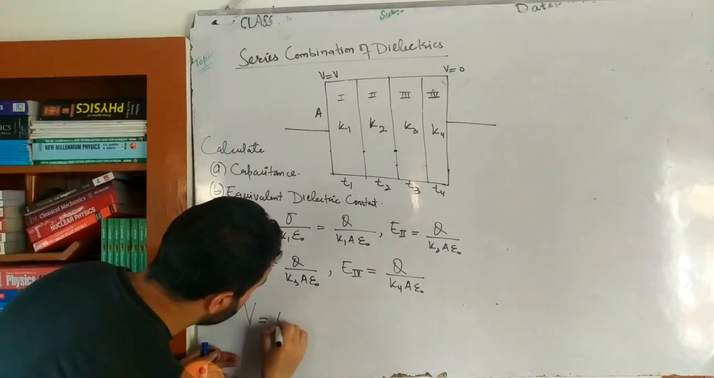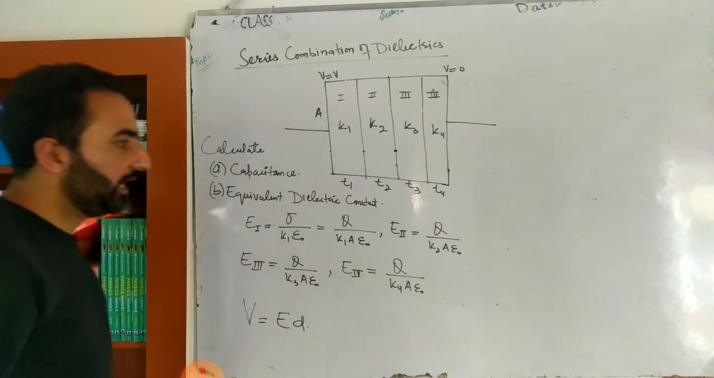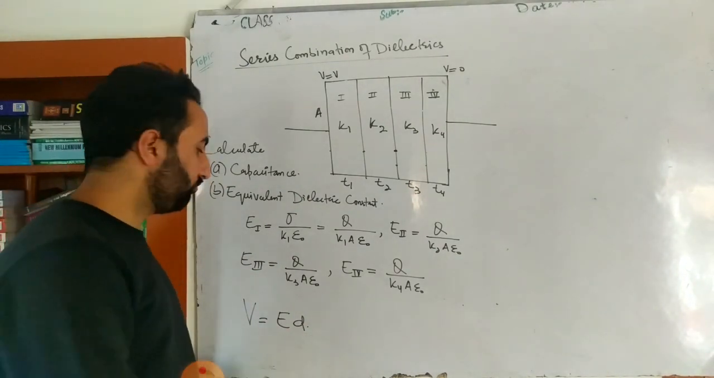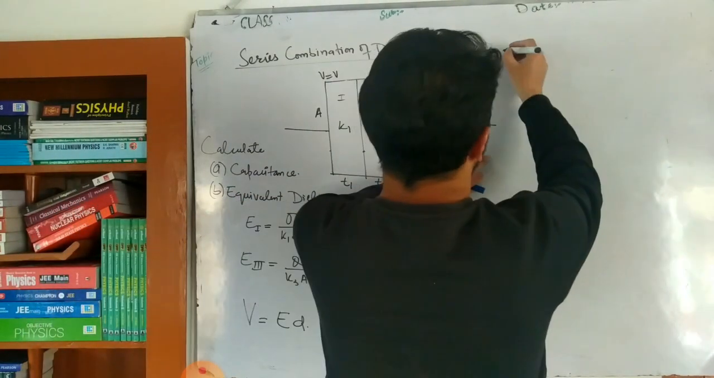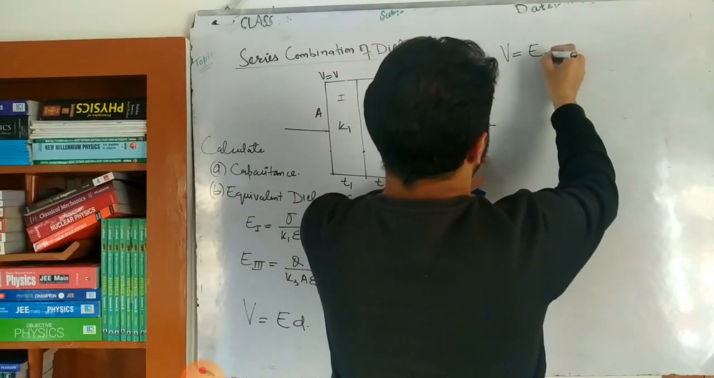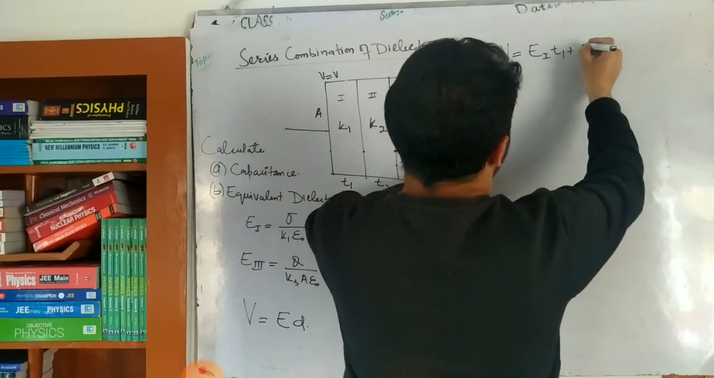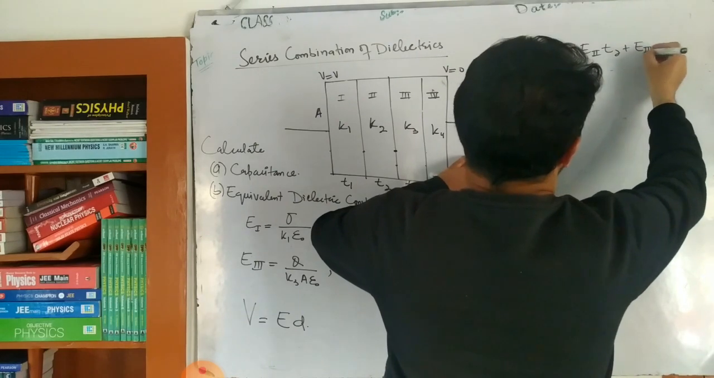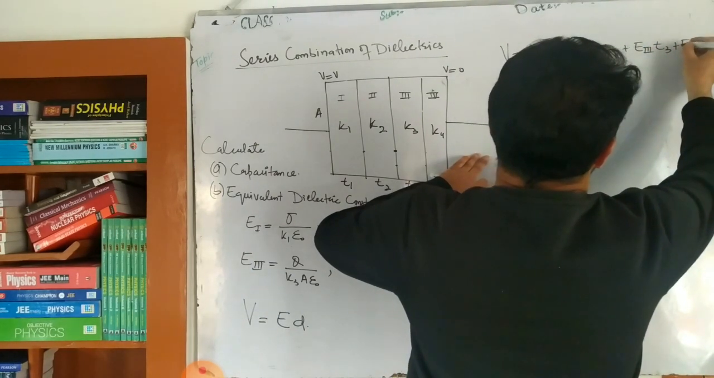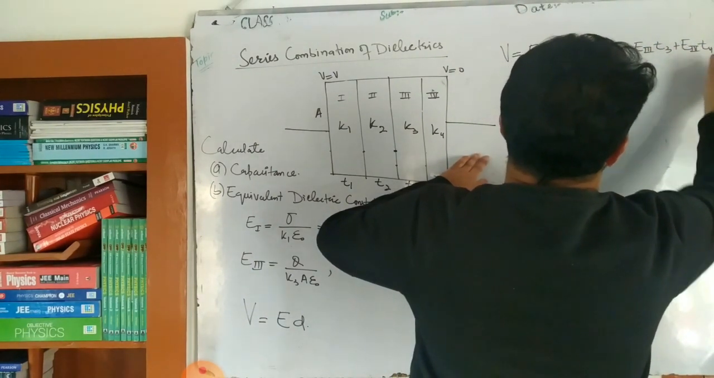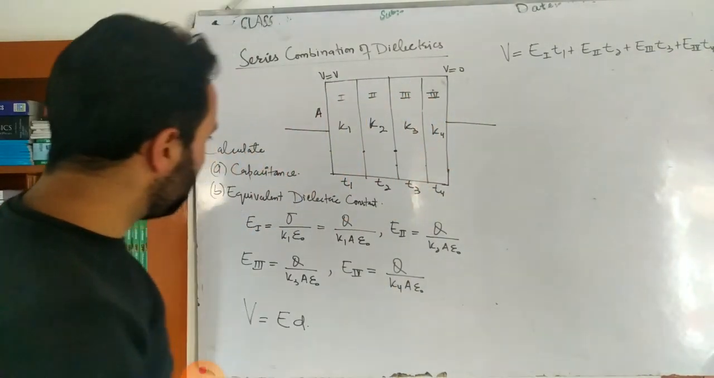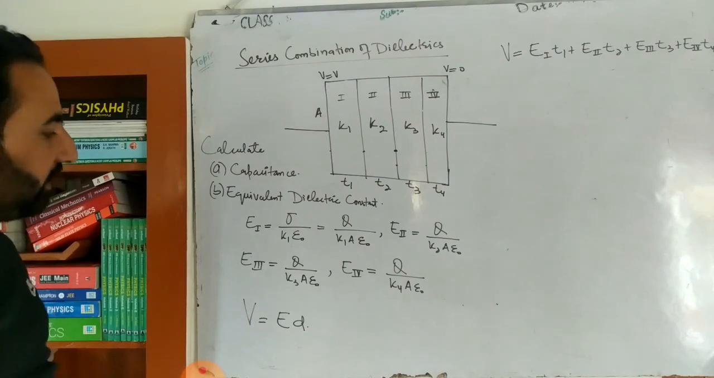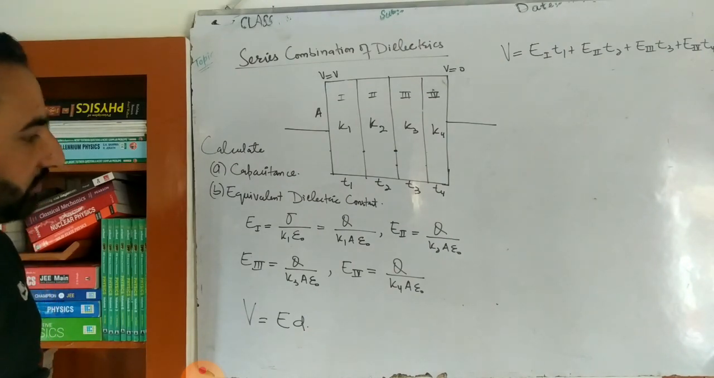We'll calculate the potential difference. The equation for potential difference is E multiplied by T. But there are four different electric fields and four different thicknesses. So accordingly, we will write down the equation for the potential difference. V will be equal to E1 multiplied by T1 plus E2 multiplied by T2 plus E3 multiplied by T3 plus E4 multiplied by T4. Okay, so substitute the value of the electric field. Now I think that this Q, A, epsilon 0 will be the same in each term.